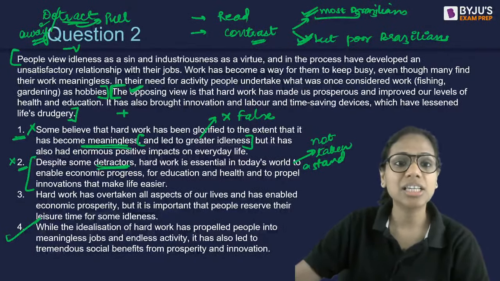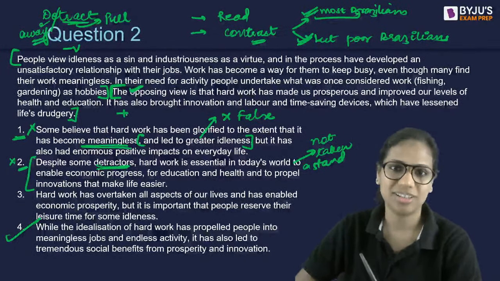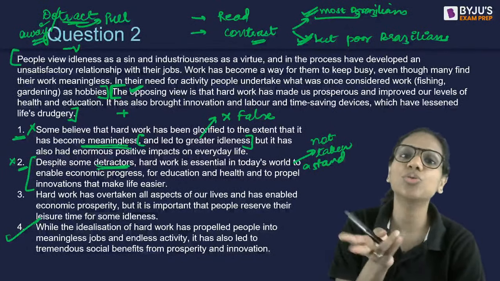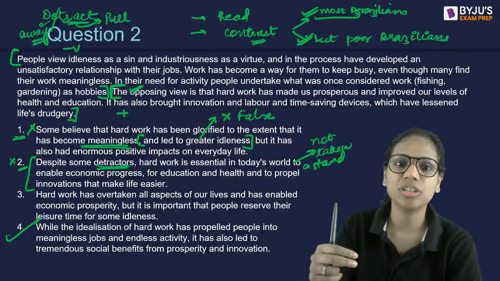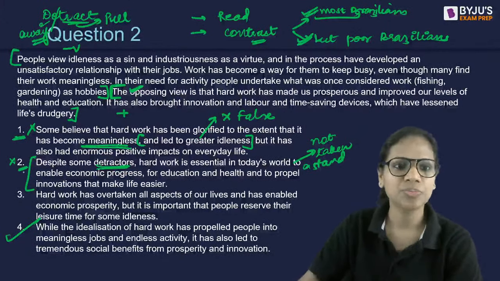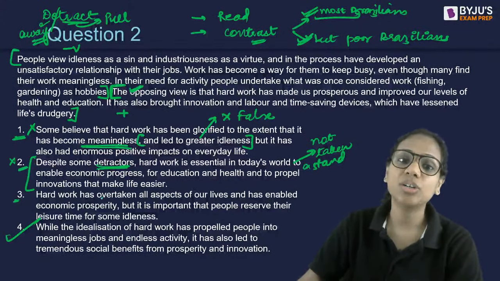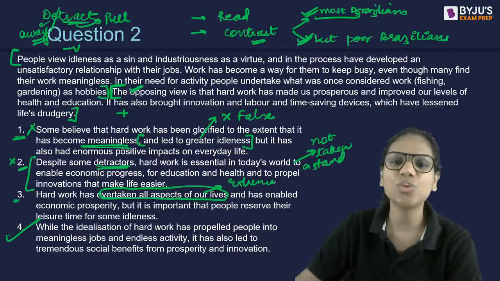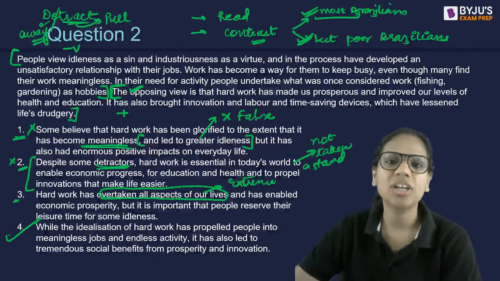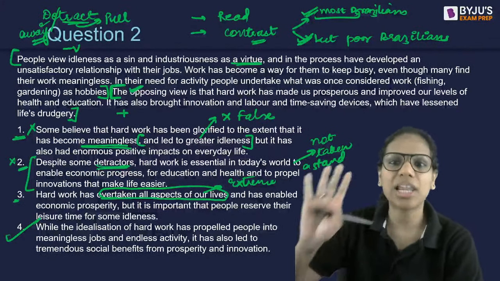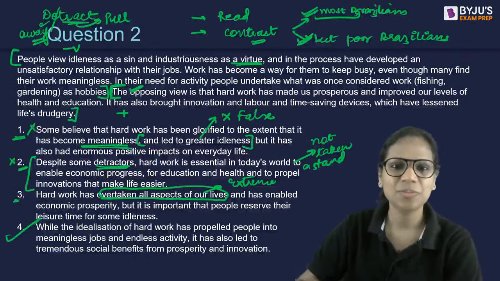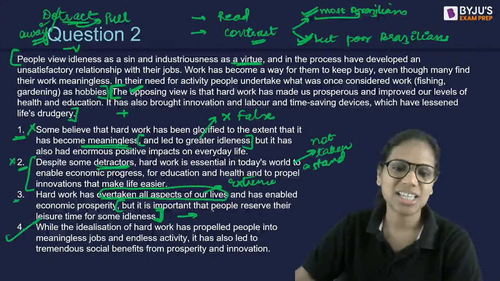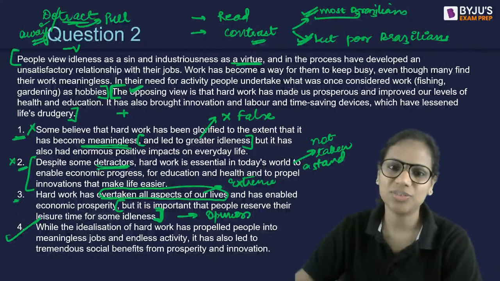So realizing things about the structure of the paragraph is important. I'm emphasizing this again and again. Has the author taken a stand, not taken a stand? What are the two opinions? Okay, are both captured in the option or are they not? Right? Three. Hard work has overtaken all aspects of our lives. Right here, it becomes extreme. No, it has led to unsatisfactory relationship with our job. You're looking at it as a virtue. That's it. All aspects not given. Right? Also, the author has not given this opinion. This opinion has not been given.